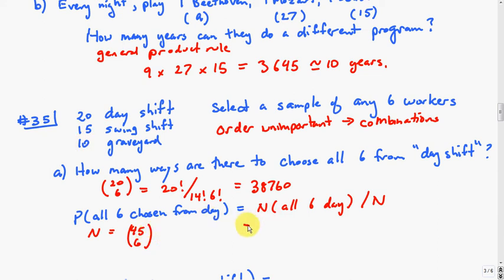So our answer is going to be 20 choose 6 divided by 45 choose 6, which works out to be our same 38,760 in the numerator, and the denominator works out to be over 8 million.